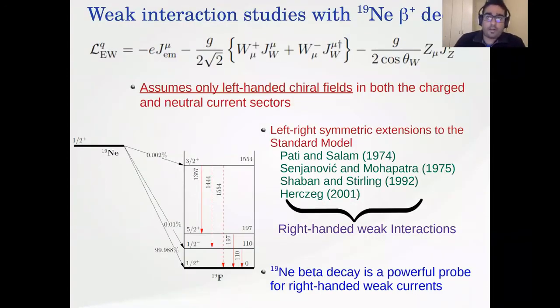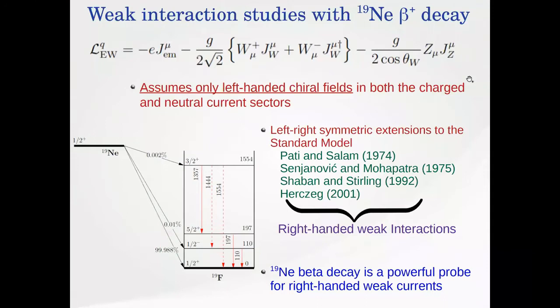Just a quick review. Like I said, parity is maximally violated in beta decays. That is a known fact that is incorporated into the standard model. Here I just wrote down a shortened version of the Lagrangian, which has an electromagnetic interaction, and this is the weak interaction part, which contains the charged part and the neutral current part. It's assumed that the weak interaction that goes into the electroweak theory is maximally left-handed, only left-handed chiral fields in both charged and neutral current sectors.